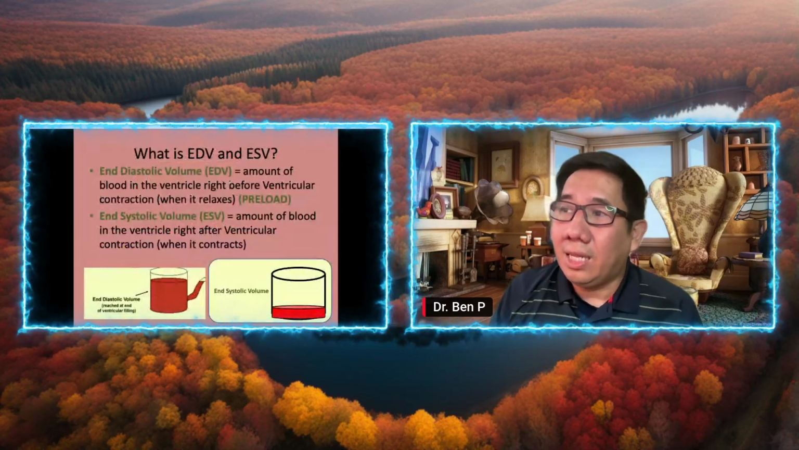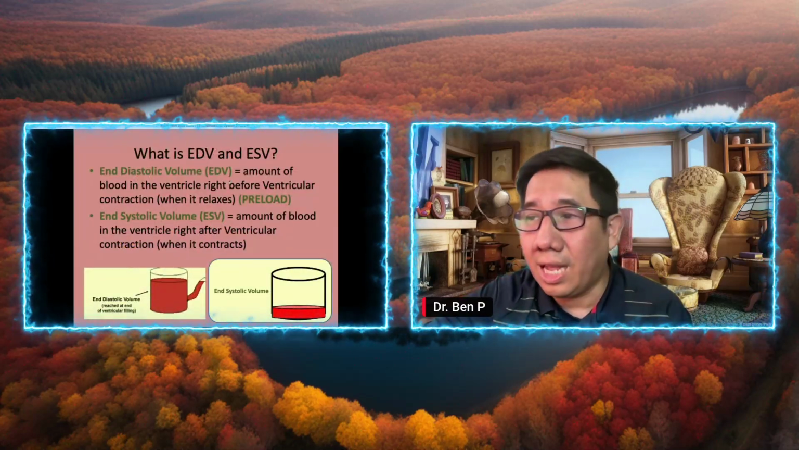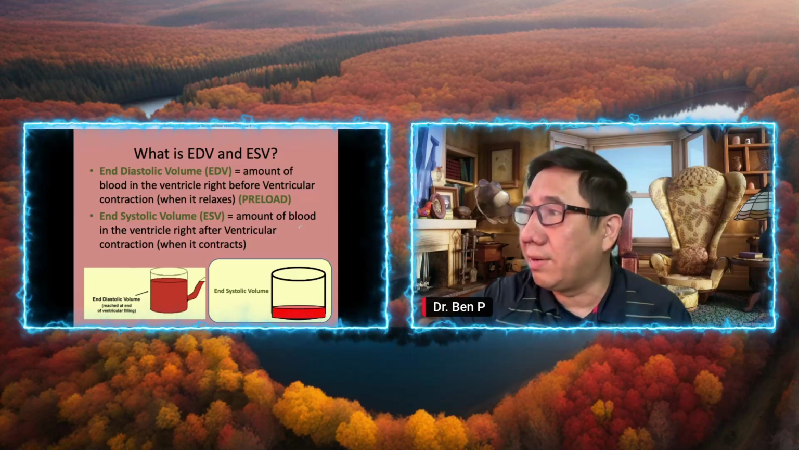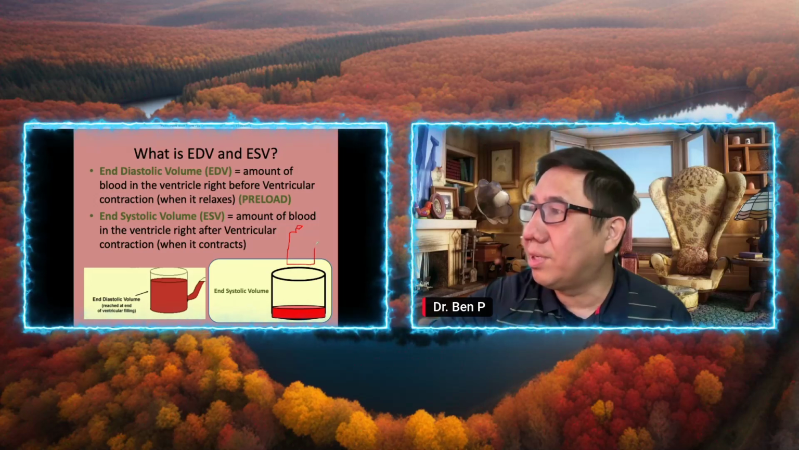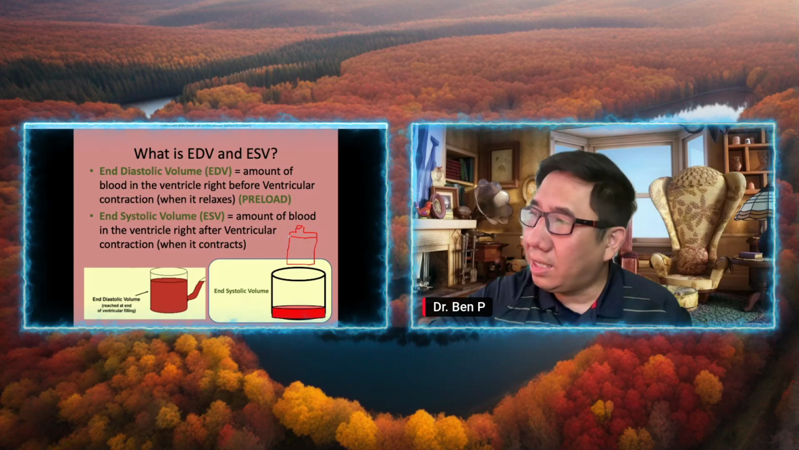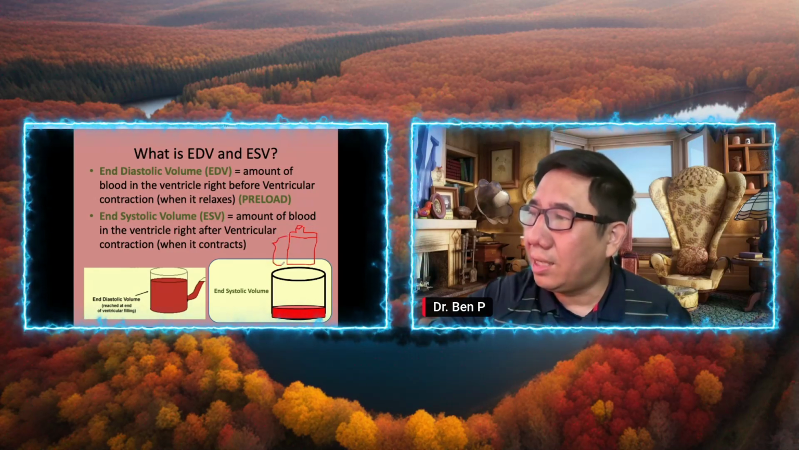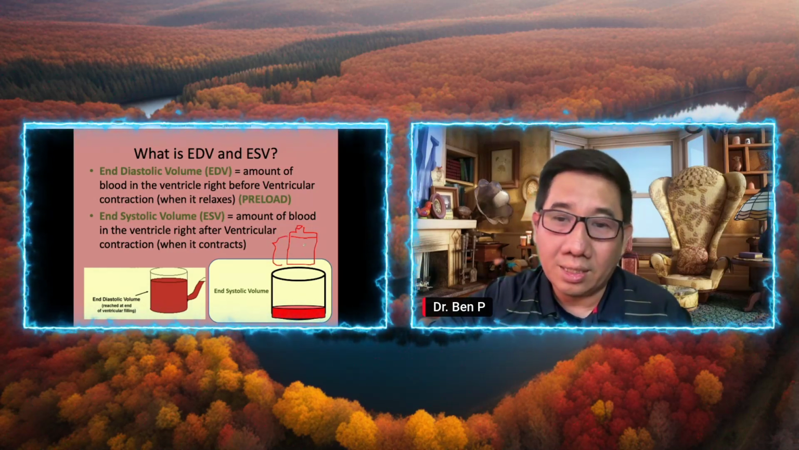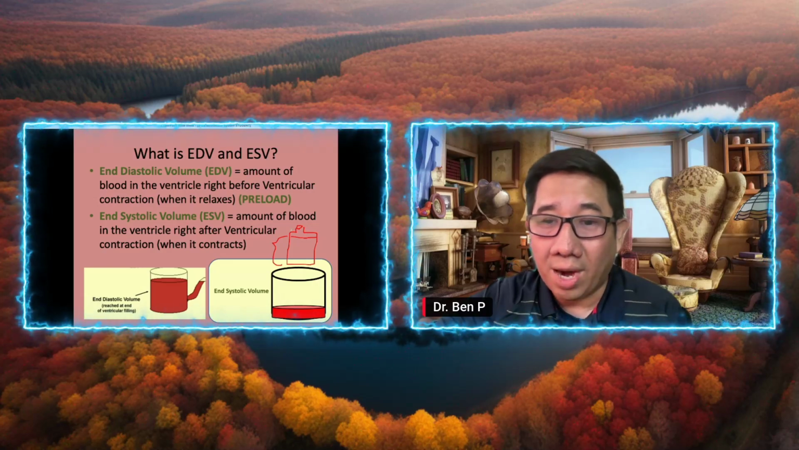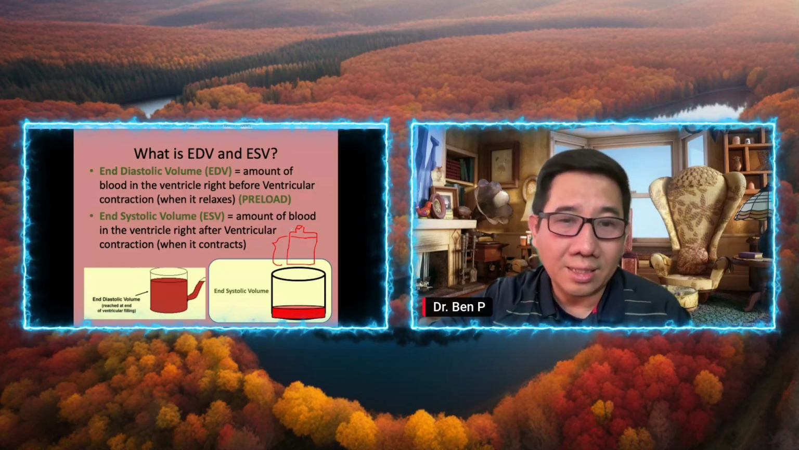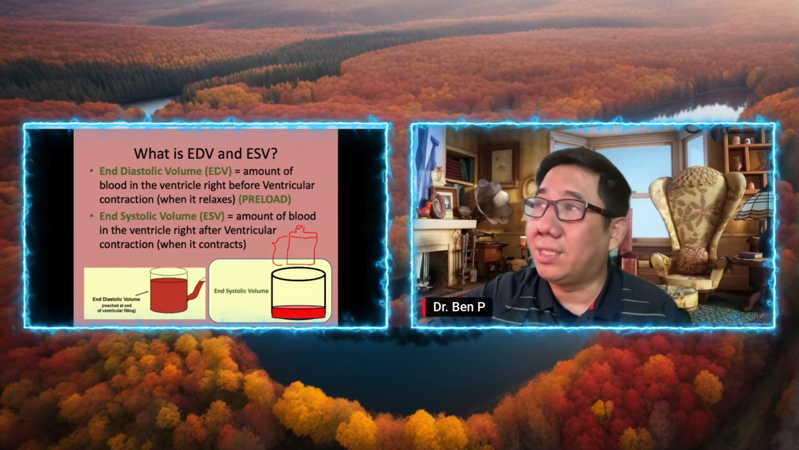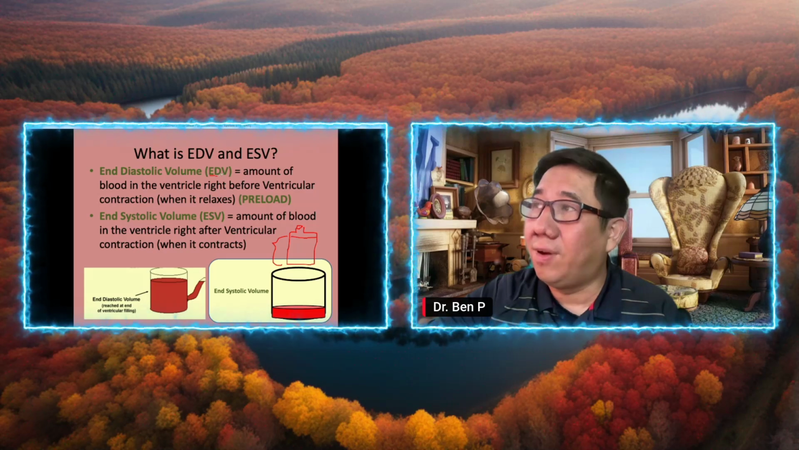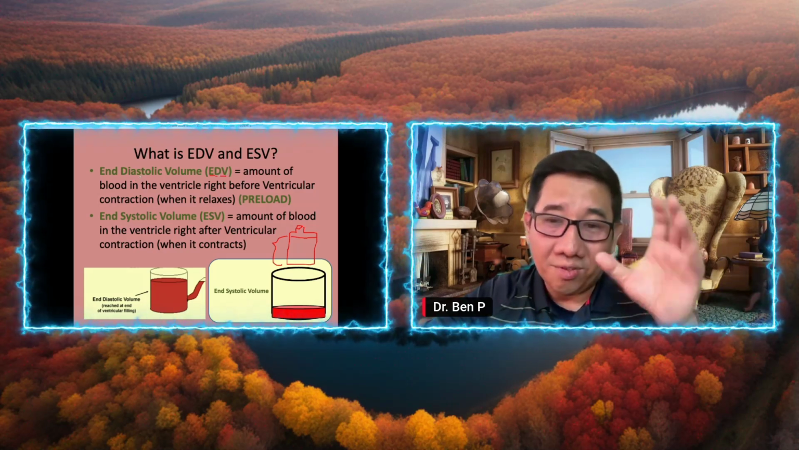EDV and ESV. EDV refers to the end diastolic volume. To make the concept really easy to conceptualize, EDV is the amount of blood that you have when it's full, right before you contract. End diastolic, at the end of relaxation. That's what EDV stands for: end diastolic volume. It's at the end of your heart relaxation.